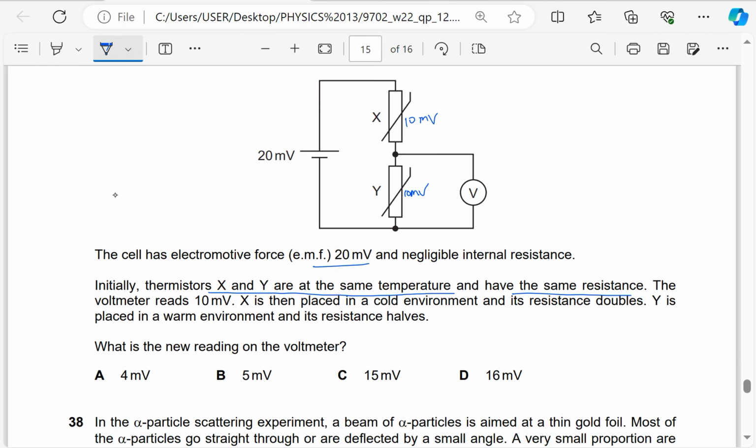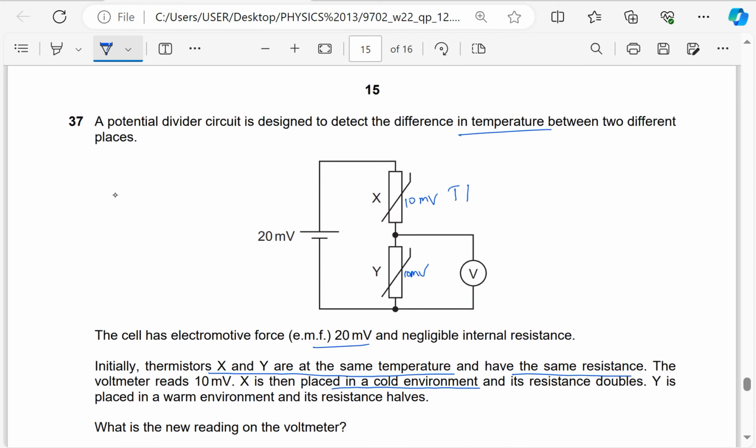X is then placed in a cold environment. Remember, X is a thermistor. That means the temperature here decreases. If the temperature decreases, the resistance of X must increase. Remember, they're in series, so the current through them must be the same. It means the PD across X is most likely going to increase. But of course, to conserve energy, the PD across Y must decrease.